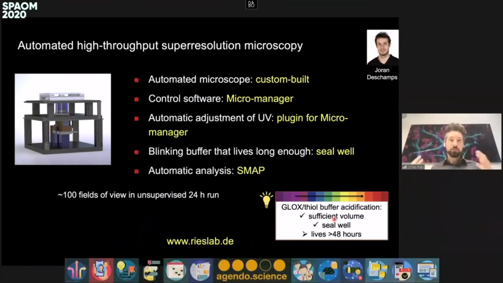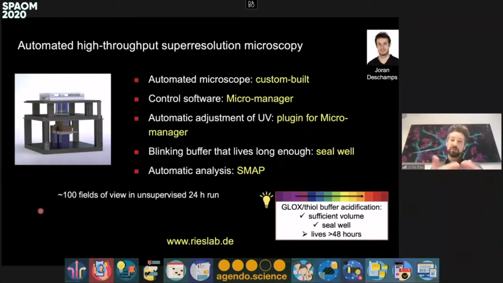So the final thing we need for this high throughput microscopy is an automated analysis. For this, we have our own software that checks the location on the hard disk. And as soon as new data is written there, it's fitted directly on the fly. So when we come back the next day, we have our hundreds of fields of view already completely analyzed.